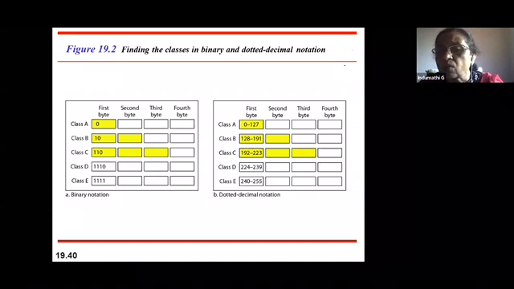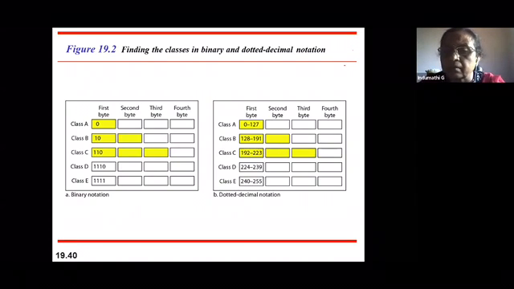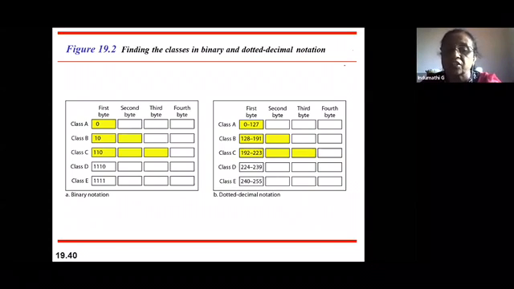The remaining are the host ID. That means you can give so many host IP addresses using class A. Class A is mainly meant for very large organizations. Class B is meant for medium-sized organizations, and all small organizations can use class C. And class D is for multicasting, and class E is for future use.